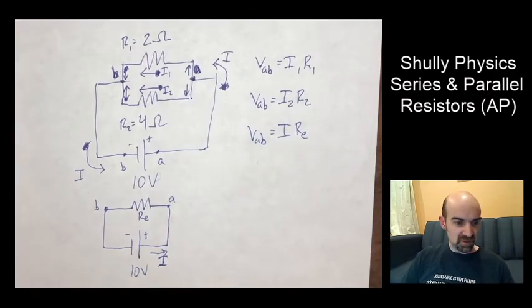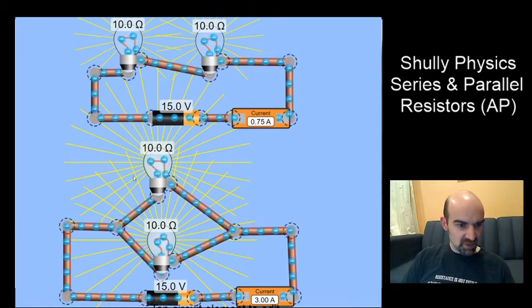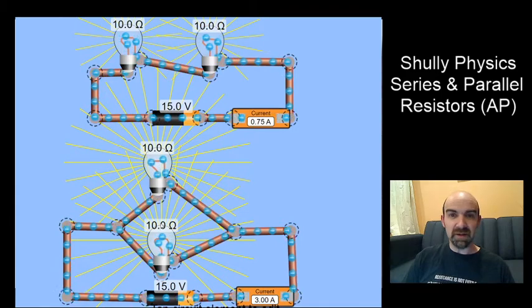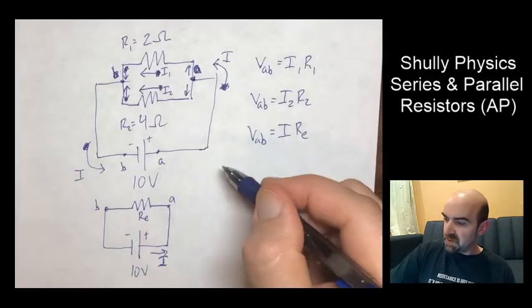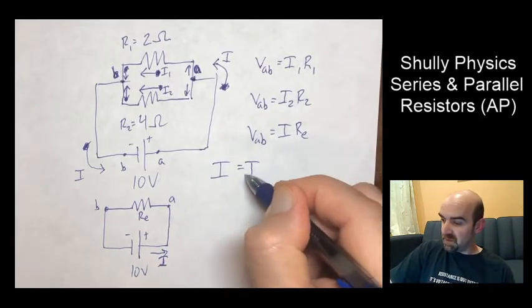All right, let's look at those electrons in the parallel circuit there. The electrons that are going in here, some go down this way, others go up this way, and they recombine and move through the battery. Okay? Now, what's this all mean? That I is equal to the sum of the other two.